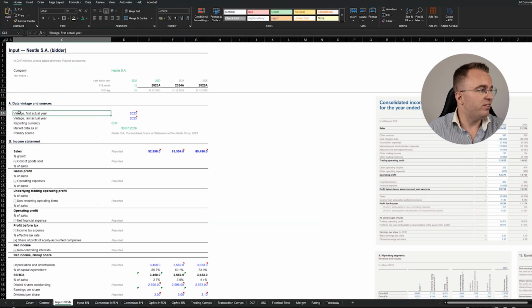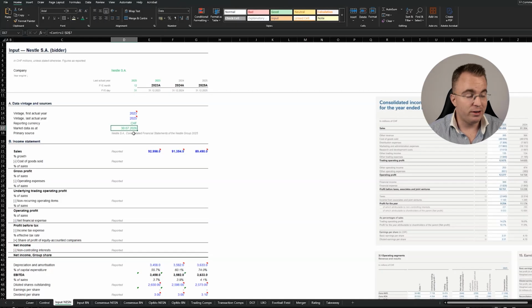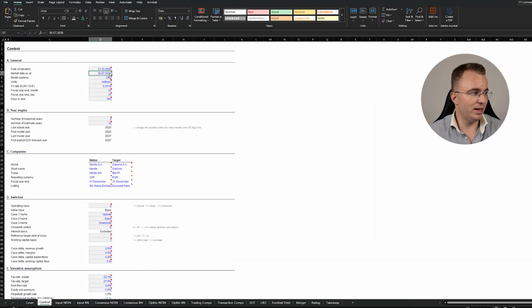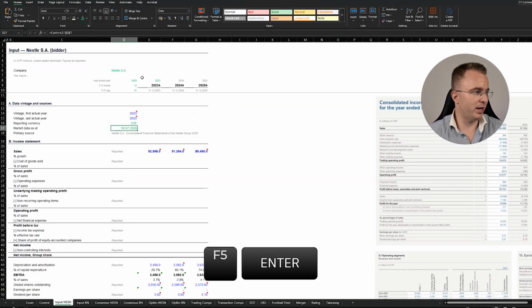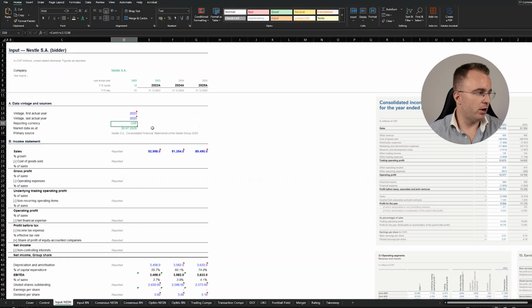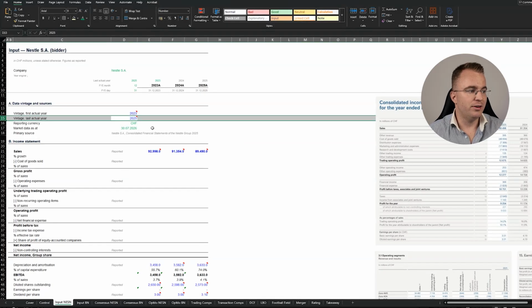How do we do that? We set up a simple structure. So we need first a few general assumptions. So here, what currency are we using, for instance? As of when is the market data? And all of this is linked to the control tab, where we have one singular assumption for the entire model on this specific hard-plugged figure. F5, Enter, we get back to where we were. Same with currency and just a few assumptions for later to make the model itself easier to link and update as well.